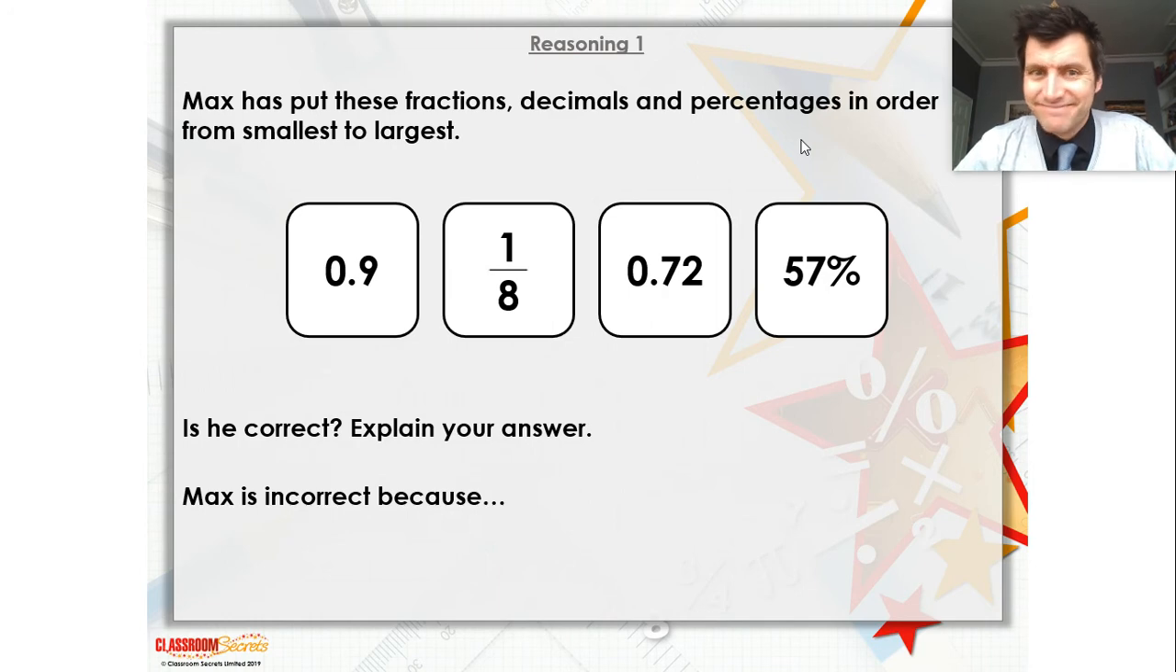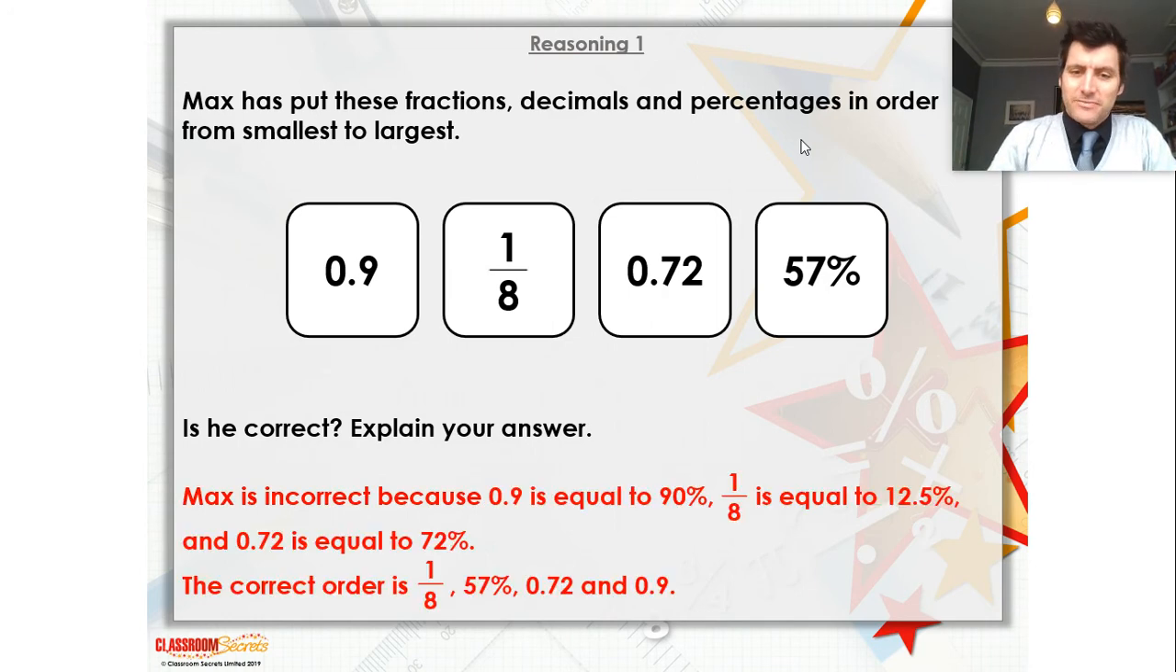Quite a lot wrong, actually. Okay, it's 2 things wrong. First thing, 90% is greater than 12.5%, which is the equivalent of 1/8. Therefore, he's wrong for the first 2. Also, 0.72 is greater than 57%. So he's got quite a few things wrong. The correct order should have been 1/8, which is 12.5%, then 57%, then 0.72, and then 0.9.